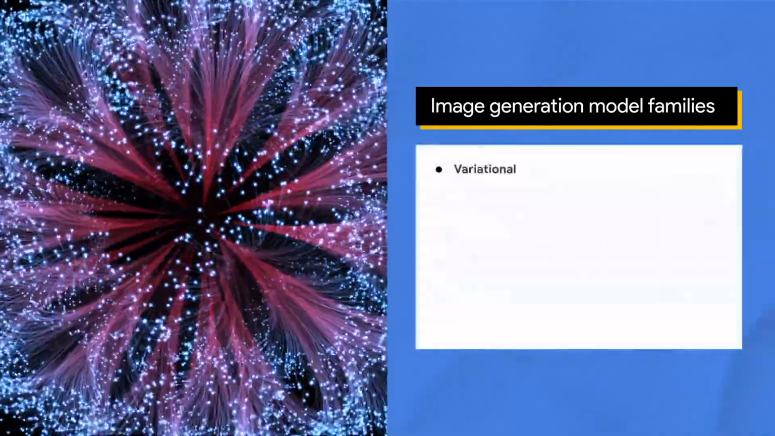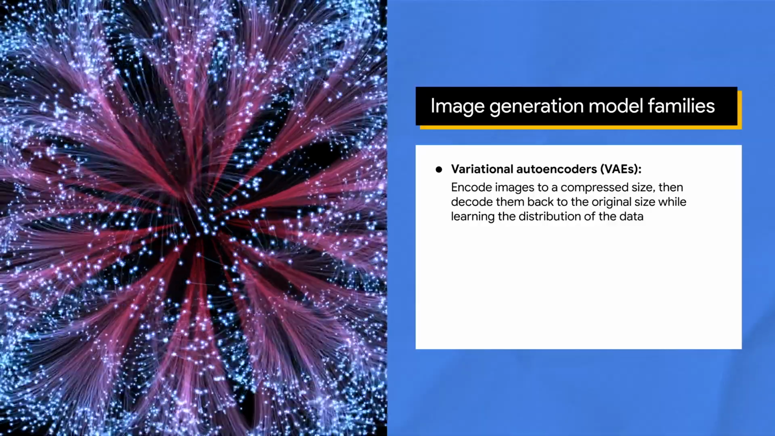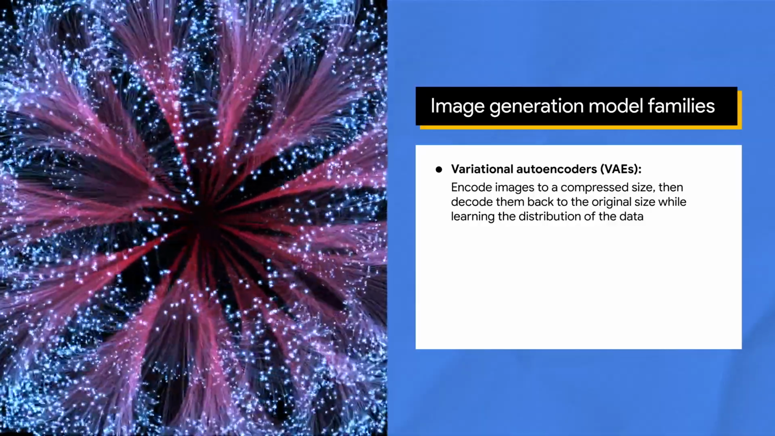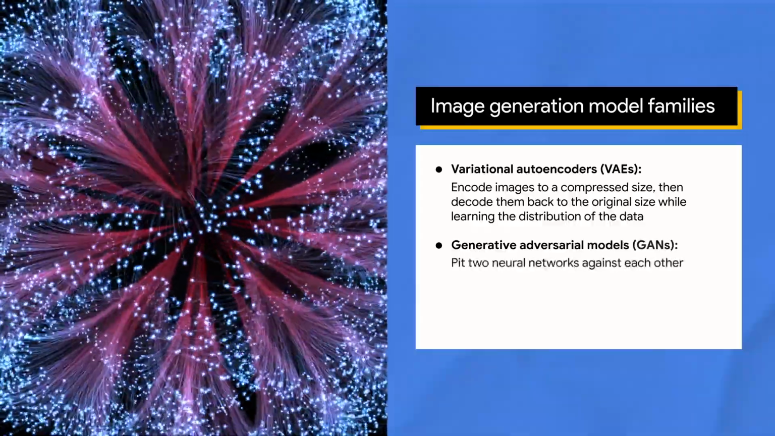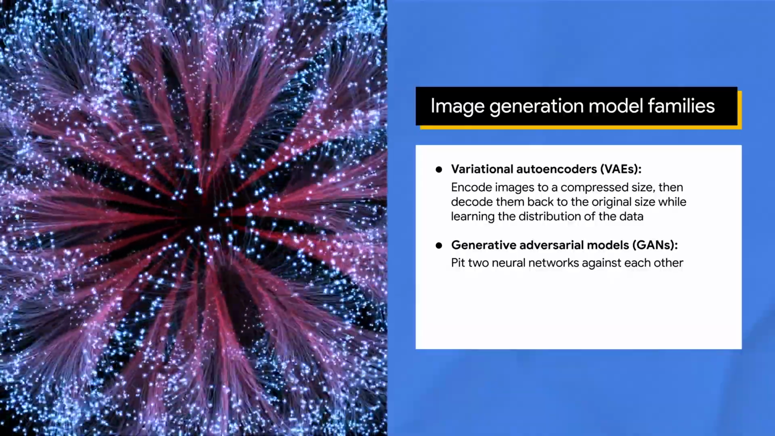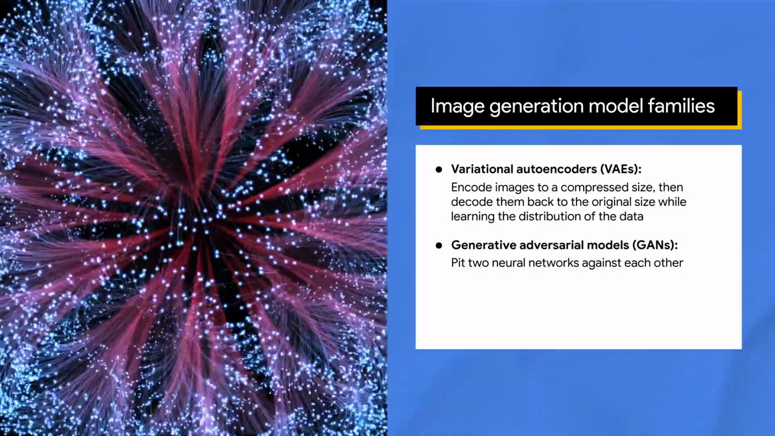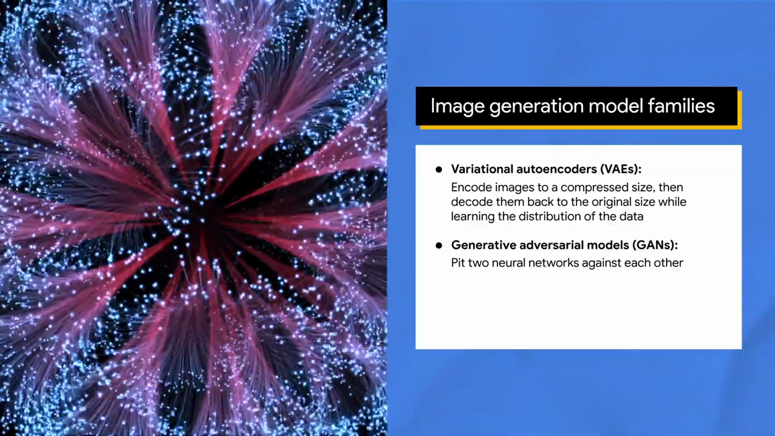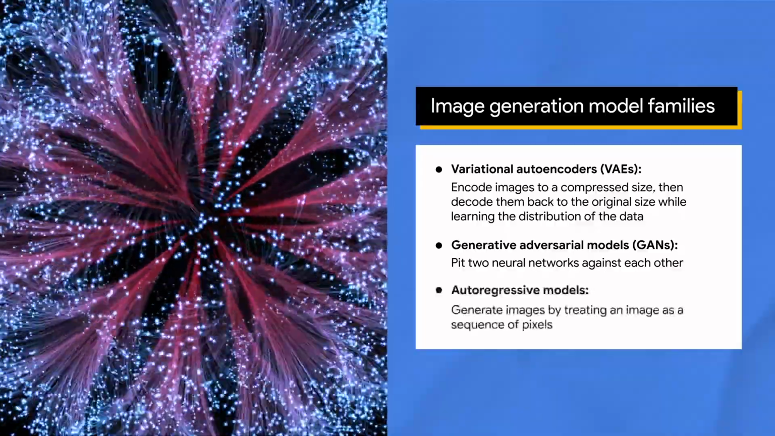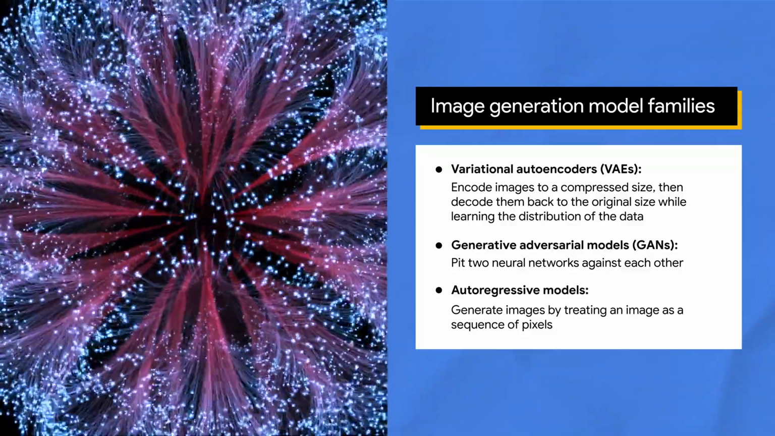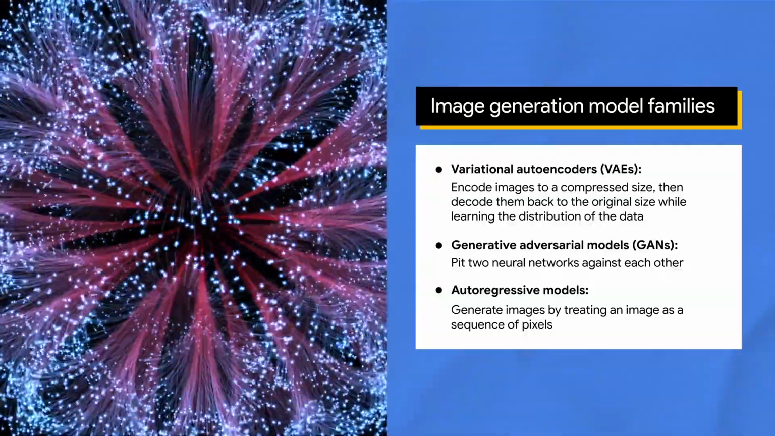While many approaches have been implemented for image generation, some of the more promising ones over time have been model families like variational autoencoders, which encode images to a compressed size, then decode them back to the original size while learning the distribution of the data itself. GANs, which pit two neural networks against each other. One neural network, the generator, creates images, and the other neural network, the discriminator, predicts if the image is real or fake. Over time, the discriminator gets better at distinguishing between real and fake, and the generator gets better at creating real-looking fakes. Autoregressive models, which generate images by treating an image as a sequence of pixels. The modern approach with autoregressive models actually draws much of its inspiration from how LLMs handle text.